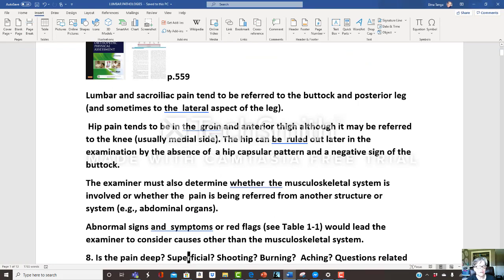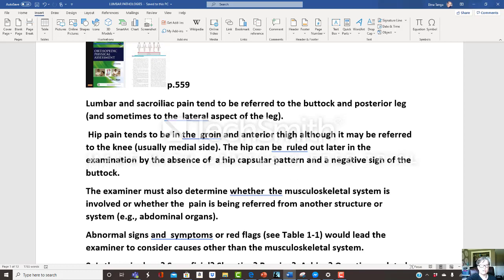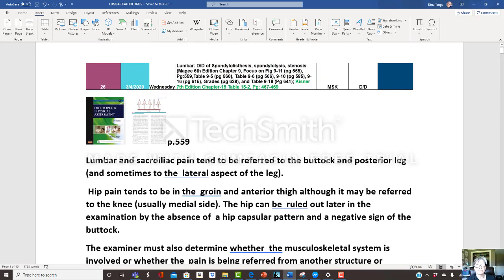Okay, so I know this video is getting a little long, but we are going to go through the Kisner chapter 15, 467 to 469. Again, repetition is best for learning. Here we go.